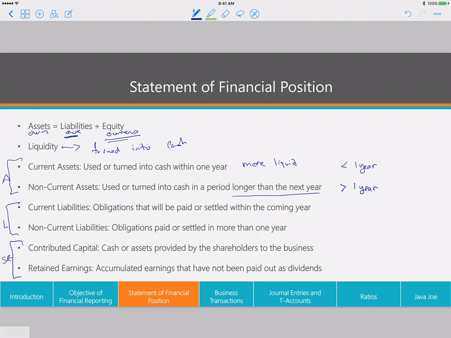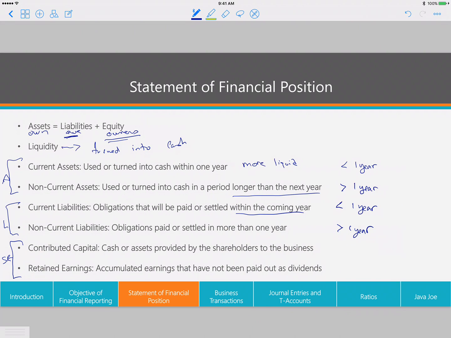Current liabilities are obligations that will be paid or settled within the coming year. So just like with a current asset, a current liability will be settled in less than 1 year. And a non-current liability is an obligation that will be settled in more than 1 year.